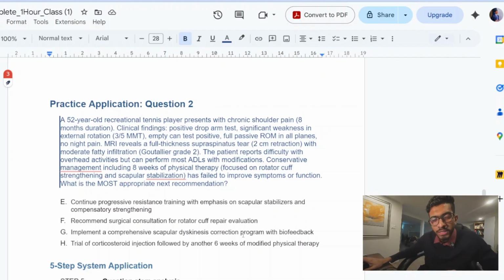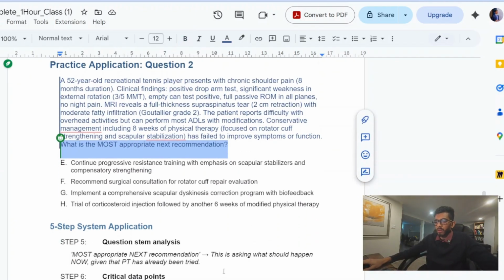The first one is you need to understand the ask, looking at the end of the question, right? What is the most appropriate recommendation? The most appropriate next recommendation, because they already tried the stabilization and it's not showing improvement. This is asking what should happen now, given that the patient has already tried that. The patient reports difficulty with overhead activities but can perform most ADLs with modification.